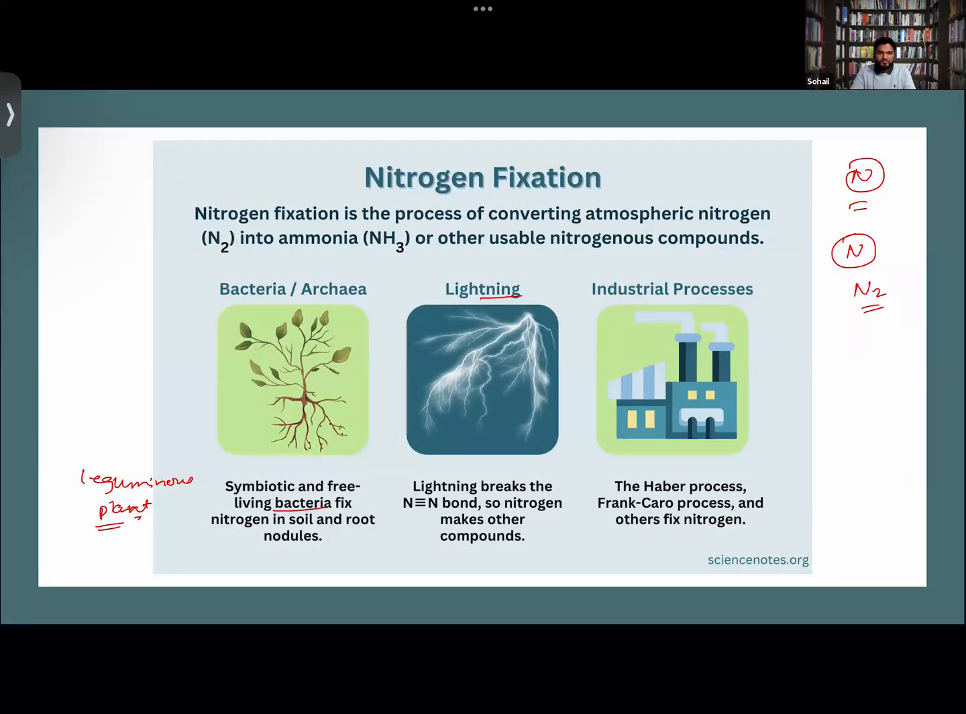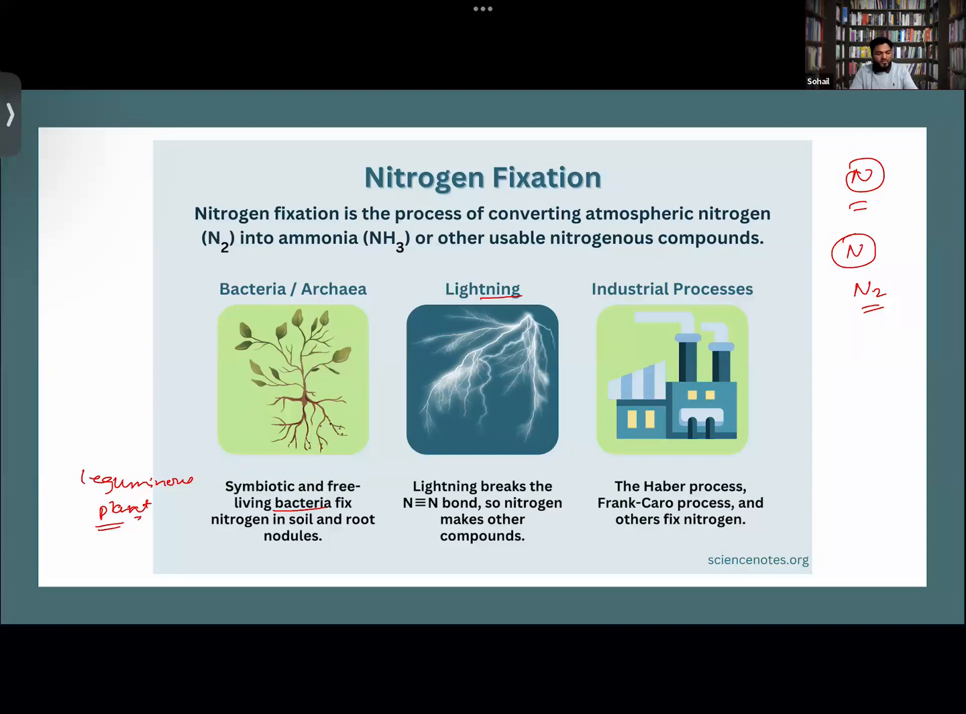How do non-leguminous plants get nitrogen, because they have no root nodules? For them, we provide fertilizers. And what about wild plants? Yes, wild plants.